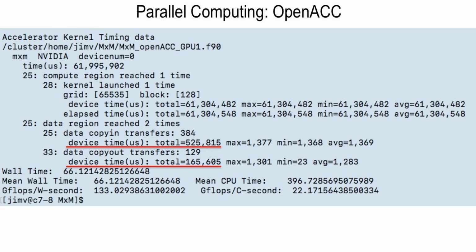Notably, in this scenario, data transfer doesn't significantly impact computation time. The wall time for this test is roughly 66 seconds, resulting in a performance of 22 Giga-Flops per second based on CPU time. These metrics closely resemble those obtained with the do concurrent method in our previous video.